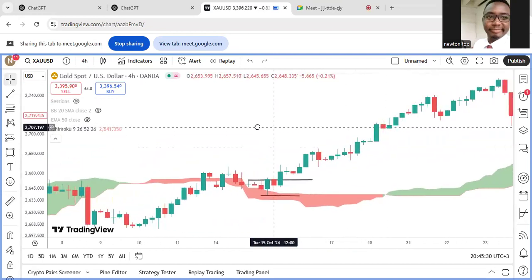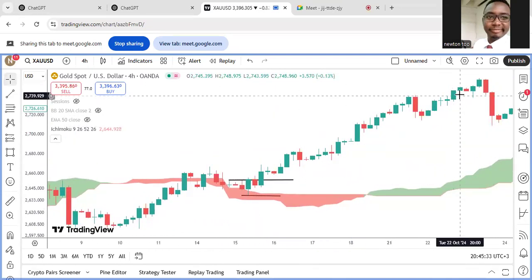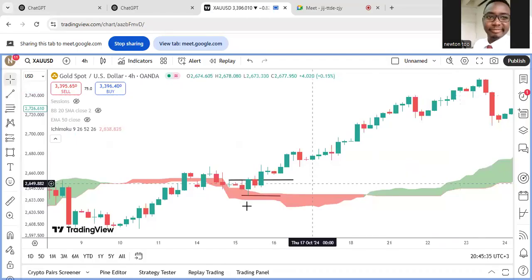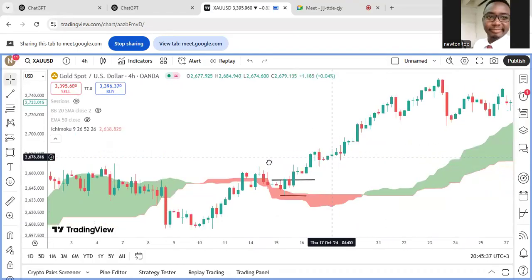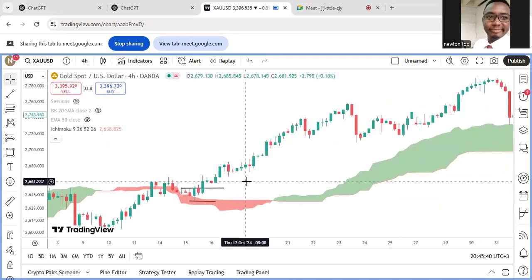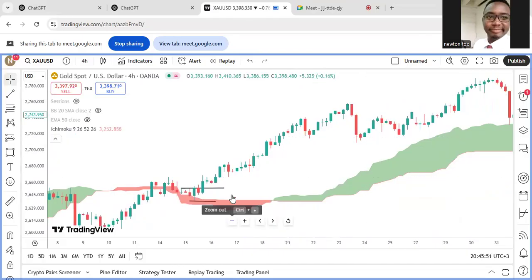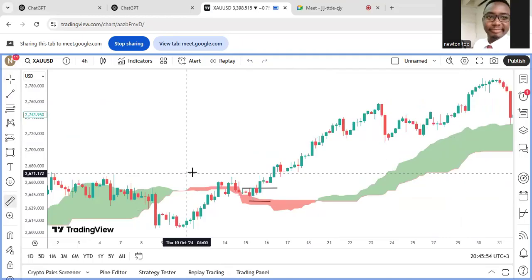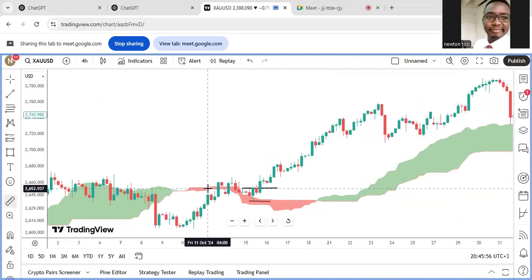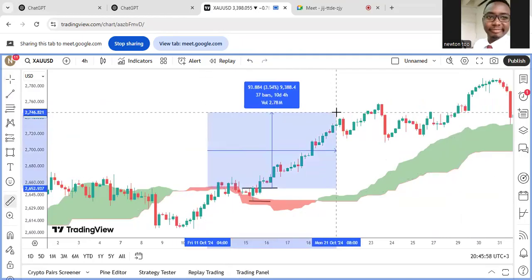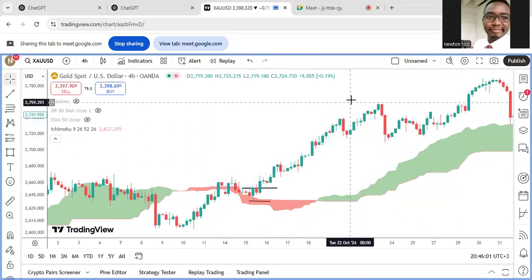Then after that, you ride that trend on the uptrend. So long as the price is above the cloud, the market is bullish, on a bullish trend. You can see here a lot of pips. You can have maximum pips in a day, which you can be trading.